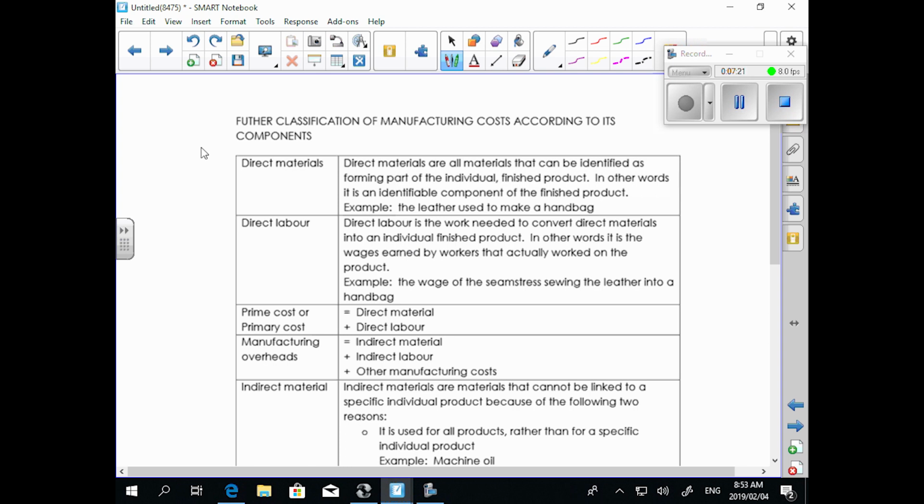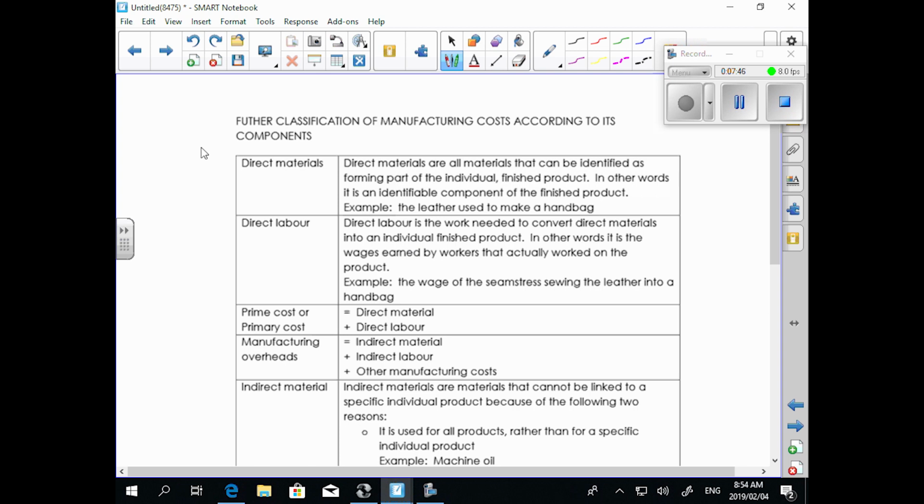So we've got classy handbags here. We're not using cheap handbags, so we've got people going and stitching and actually doing the sewing. So that labor of that person sewing the bag together, dyeing the material, making sure that the logo's on and everything, that is your direct labor. So they're going to spend 5 hours putting one bag together. So the example here is the wage of the seamstress sewing the leather into the handbag.